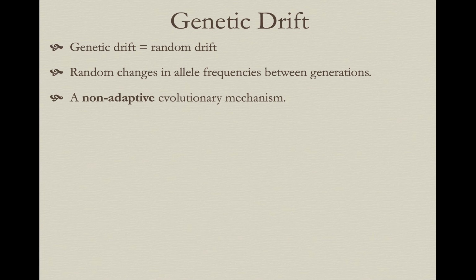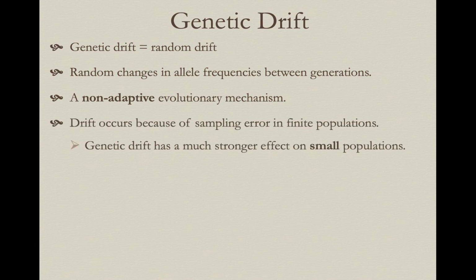Remember, natural selection was a non-random process. You can predict what is going to happen with allele frequencies if you know what the selection pressure is. But you can't predict which alleles are going to increase in frequency or decrease in frequency with genetic drift. There's only one thing that you can predict with genetic drift, and that is the magnitude of its effect.